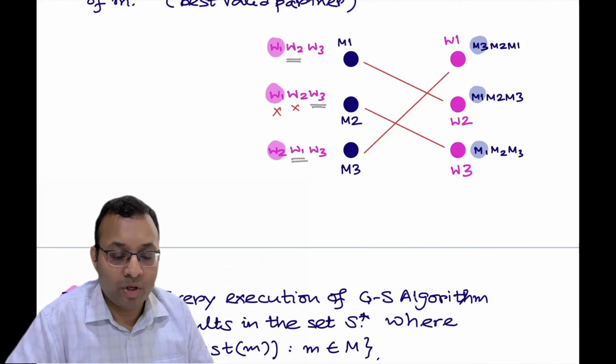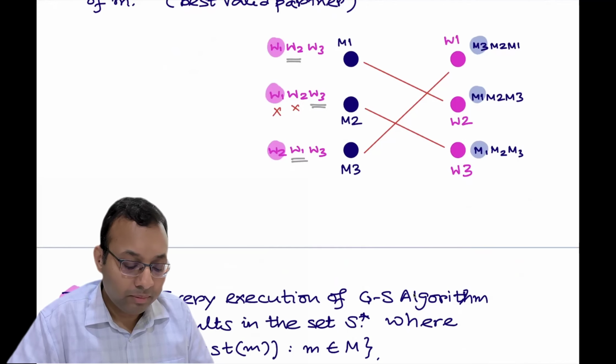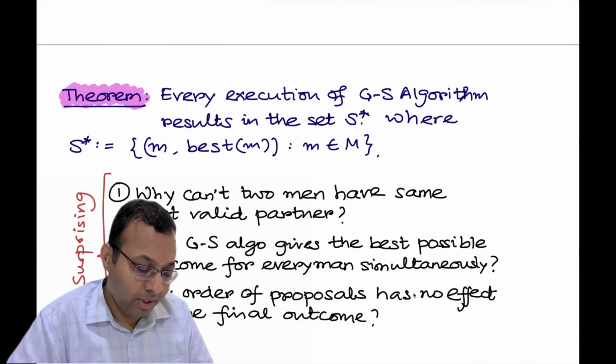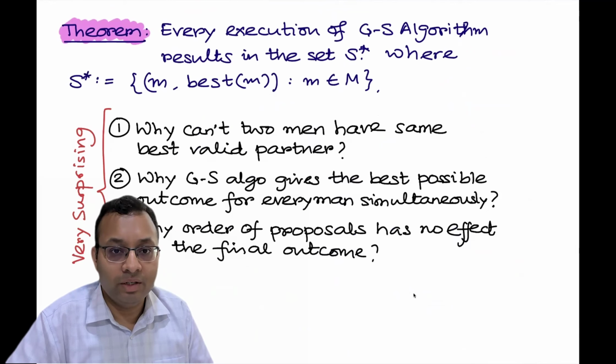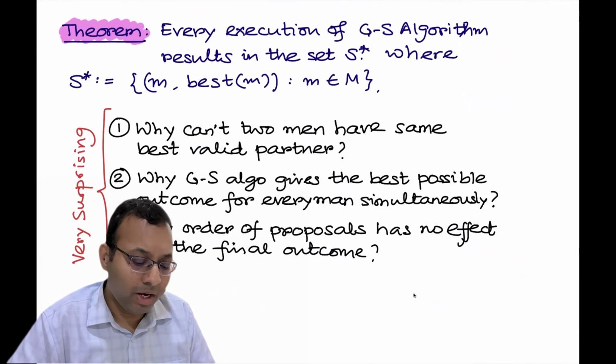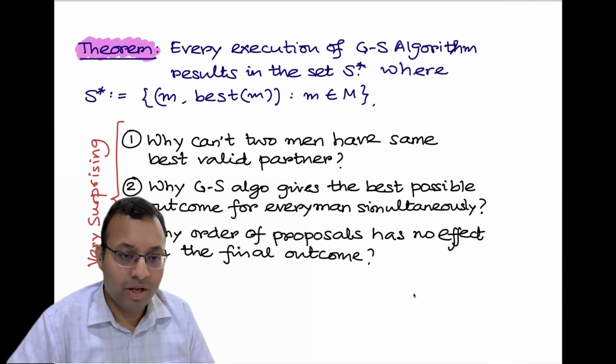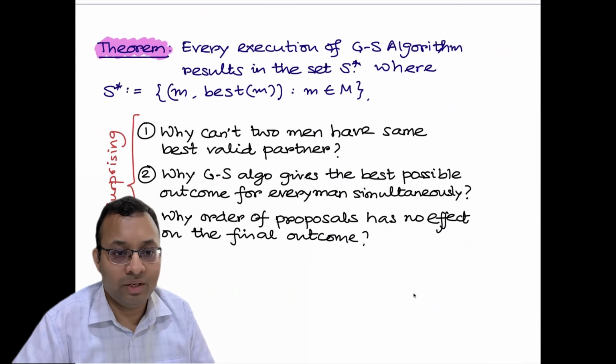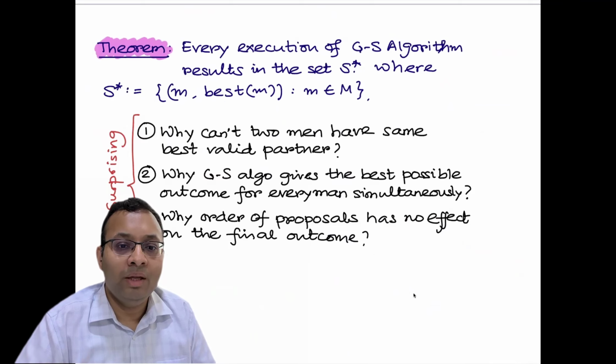The best possible partner one can get in a stable matching for M2 is only W3. So we'll prove this theorem that every execution of the algorithm will result in the same set where M is matched with its best valid partner. It's very surprising. Why can't two men have the same valid partner? Everyone has to be distinct, otherwise it's not a matching. And why does it give the best possible outcome for every man?